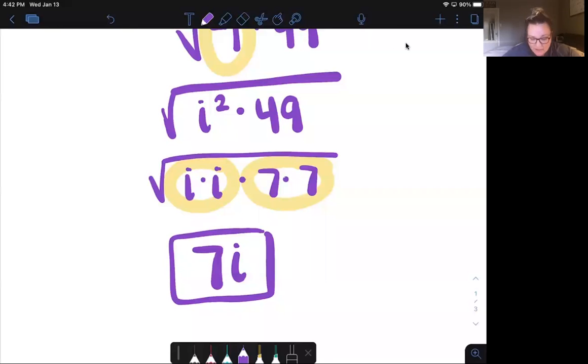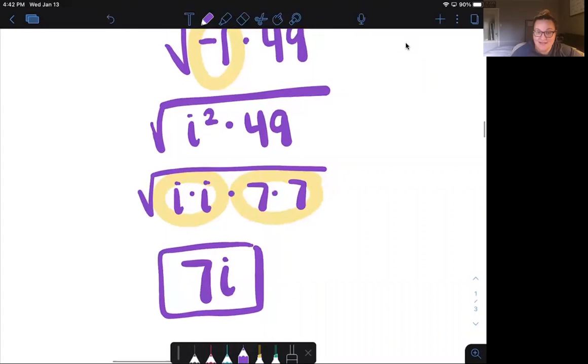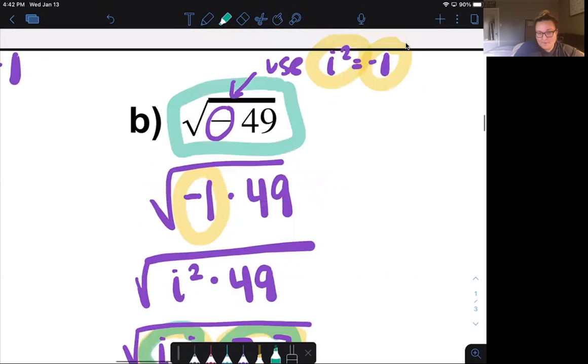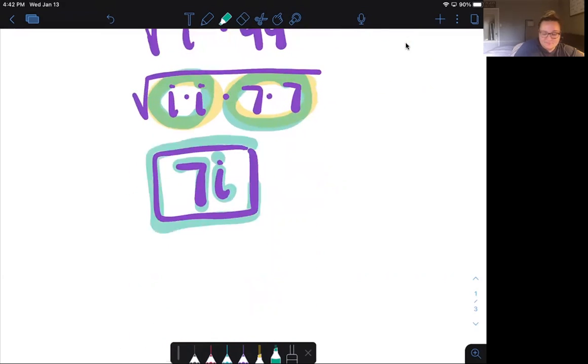So as you can see, I broke down i squared as i times i, and 49 is 7 times 7. Well then, hey, I've got a group of 2 i's, a group of 2 7s. So I brought the 7 out and I brought the i out in front of the radical, there's nothing left under the radical. So it drops out. So the square root of -49 is 7i.